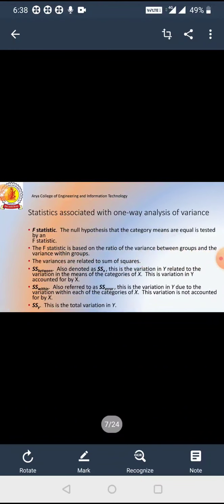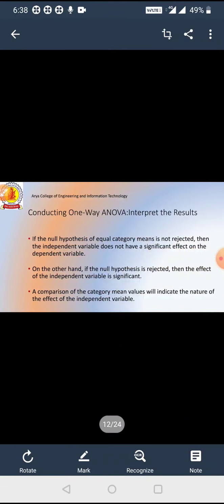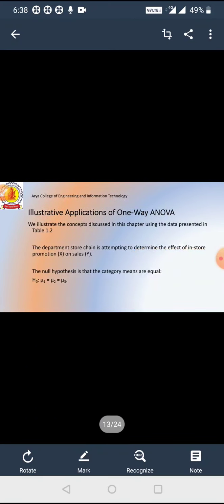Good morning all. In the last lecture we studied analysis of variance and covariance, the one-way analysis. Now we take an example of that method. We illustrate the chapter using the data presented in this table.